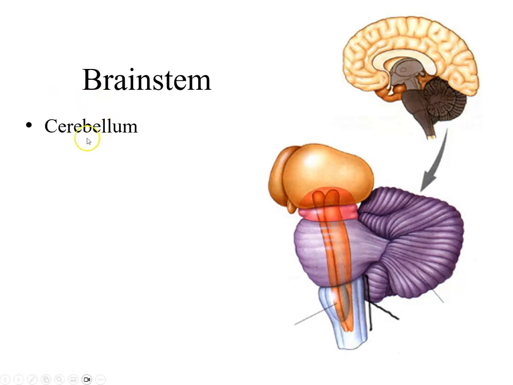The cerebellum is this portion in the back. It sometimes looks like an onion. It sometimes looks like broccoli, depending upon the cut and the image that you're looking at. So cerebellum is an onion or broccoli. And this is in charge of fine motor movements. So before we talked about gross motor movement, this is fine motor movement.